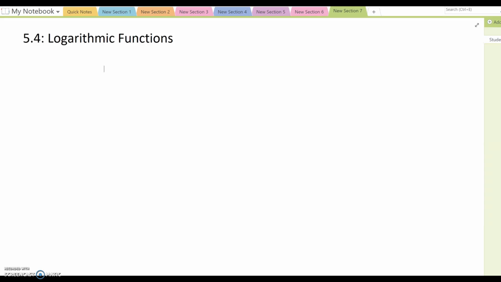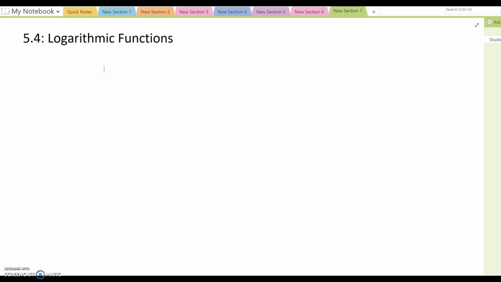Lesson 5.4 Logarithm Functions. So through lesson 5.3 we learned about exponential functions. If we know exponential functions really well, then we can understand logarithm functions easily as well, because logarithm and exponential functions are inverse functions of each other.